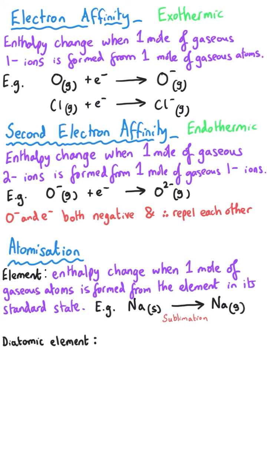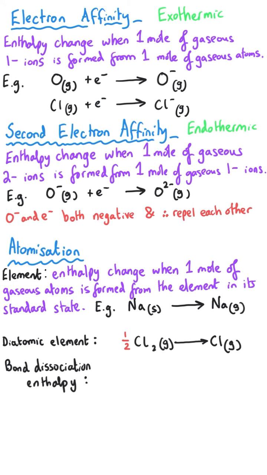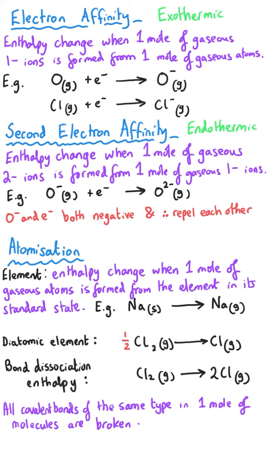Alternatively, we might make 1 mole of gaseous chlorine atoms. And for that to be the case, we would have to atomize half a mole of Cl2, because in order to produce 1 mole of chlorine atoms, we would actually need half as many chlorine molecules because they are diatomic. If we broke apart a full mole's worth of Cl2 to make 2 moles of Cl gas, this would actually be the bond dissociation enthalpy. So that's the enthalpy change when all the bonds of the same type in 1 mole of gaseous molecules are broken. So in this instance, the Cl to Cl covalent bond.